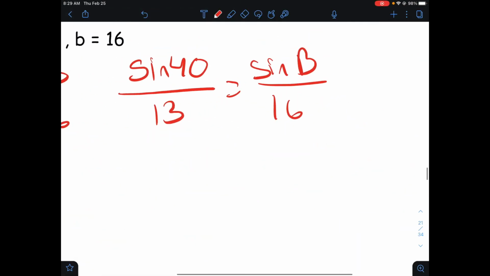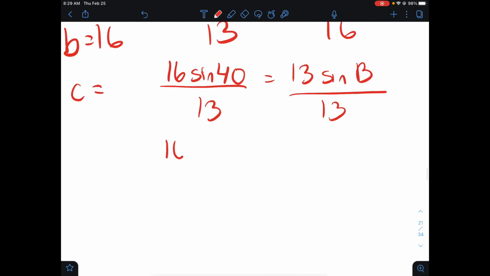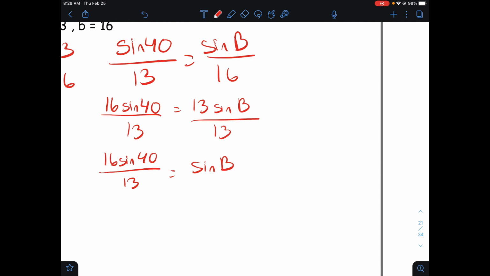So we'll go ahead and cross multiply, and we get 16 sine of 40 equals 13 sine of B. Divide by 13, and we get 16 sine of 40 over 13 equals sine of B. Now this is where we need to do sine inverse. So B is going to equal sine inverse of 16 sine of 40 all over 13.